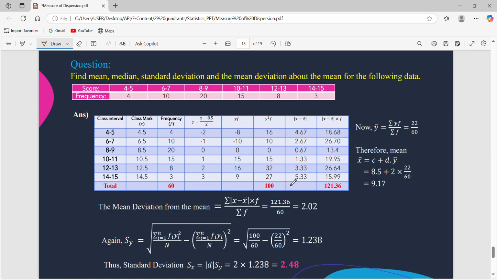Then you will be able to find the mean, median, standard deviation and the mean deviation about the mean correspondingly. So this way we can find the mean, median, standard deviation and mean deviation about the mean from a single table. Here the same formula, yi equals xi minus c by d. For c, just see here 1 2 3 4 5 6, again we have here 8.5 and 10.5.